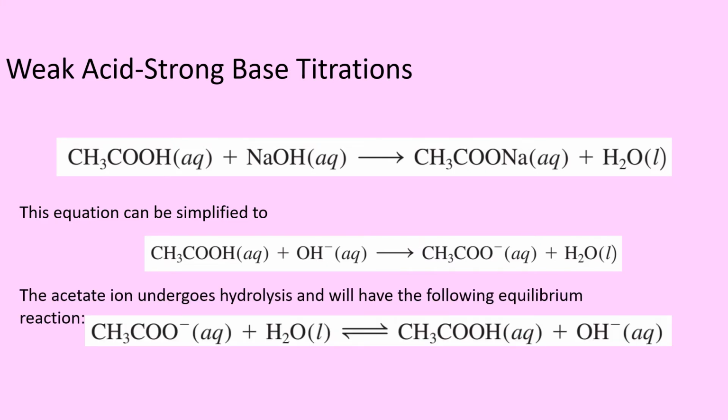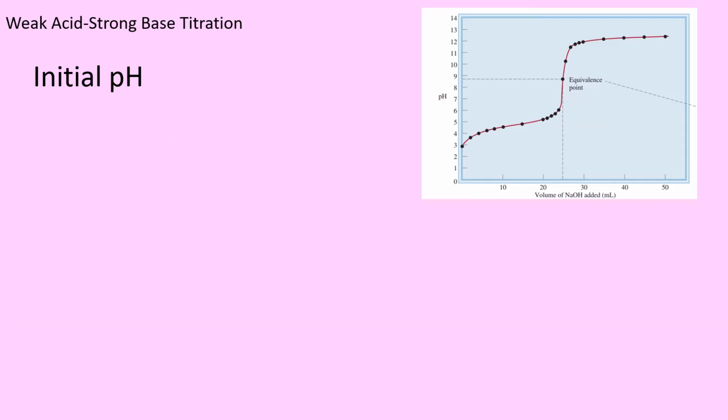The acetate ion undergoes hydrolysis and will have the following equilibrium reaction. For a weak acid strong base titration, since it involves a weak acid, in this case we have acetic acid as our weak acid, so it undergoes an equilibrium reaction. So we will also be needing the value of Ka to calculate the initial pH.